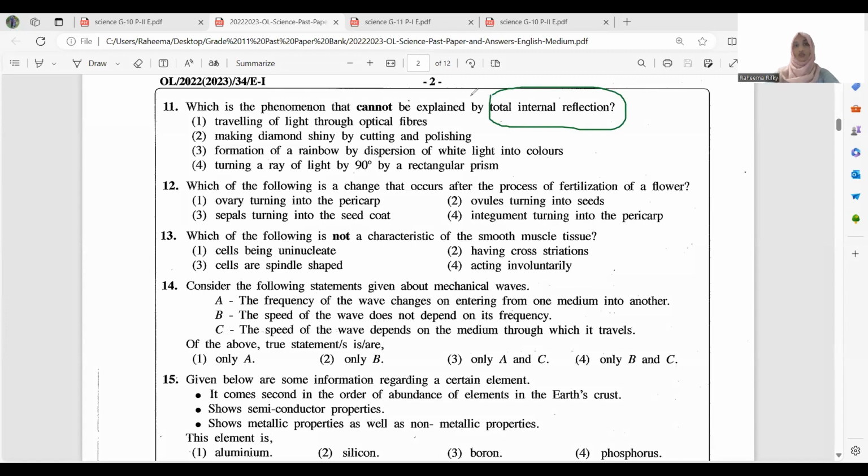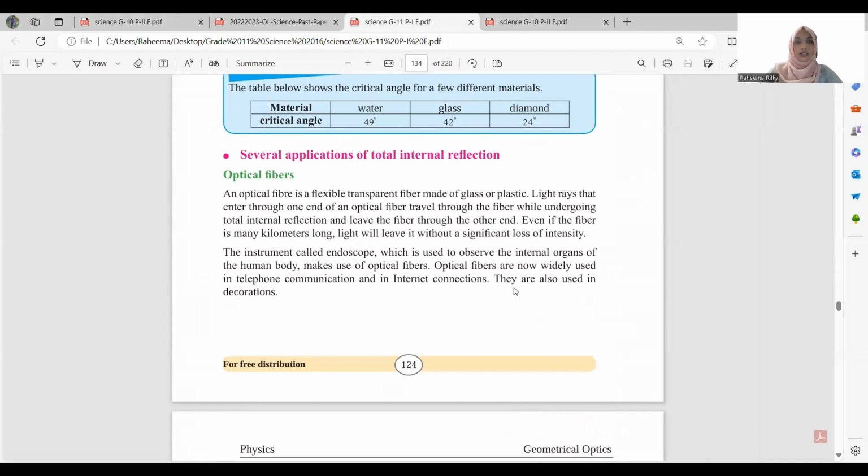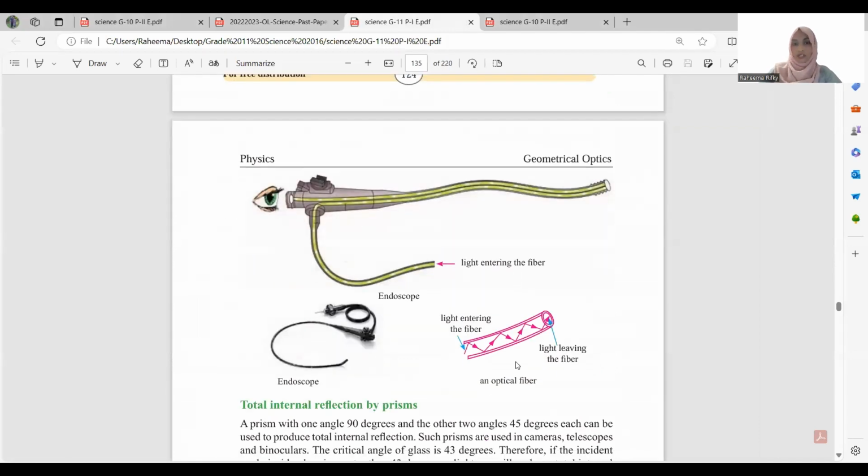First of all, I would like to go through the syllabus textbook. What are the incidents that we are talking about under total internal reflection? So let's move to the textbook. Here we go. This is total internal reflection. The first incident is optical fibers. Inside the optical fiber, you can see how the light ray passes from the starting point to the ending point. You can see the light ray always reflects and moves on.